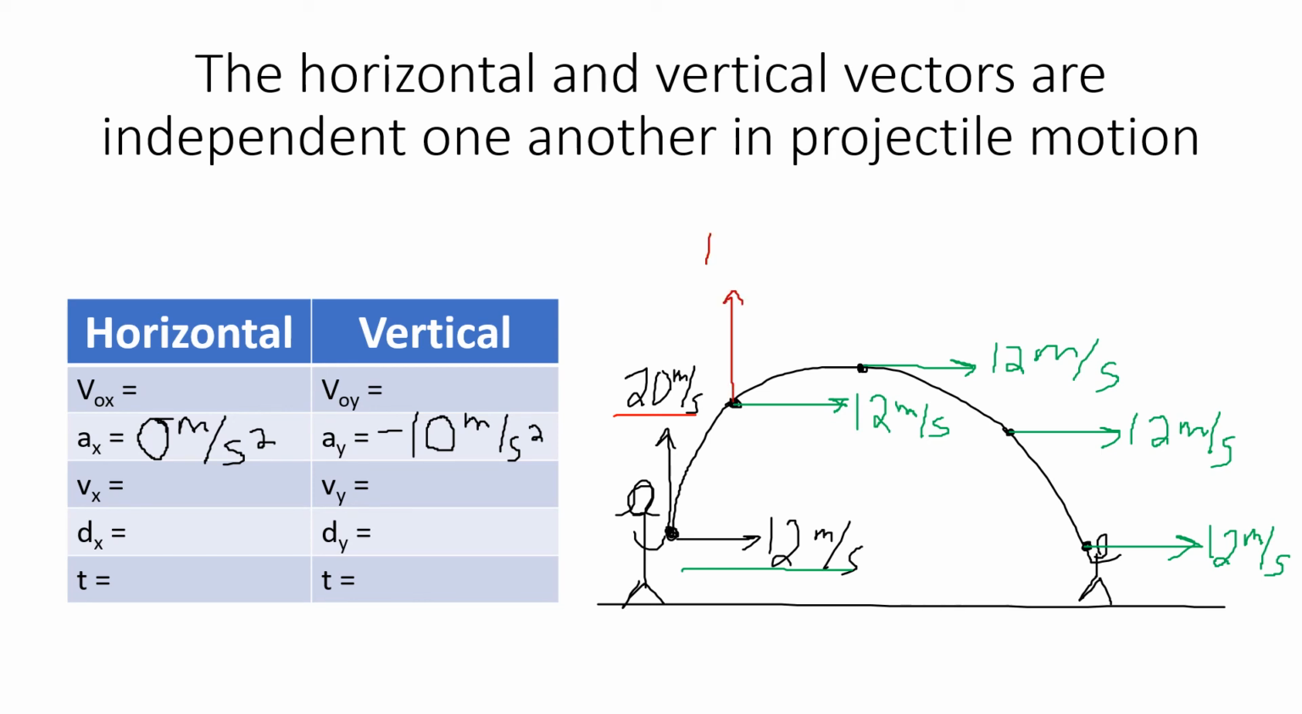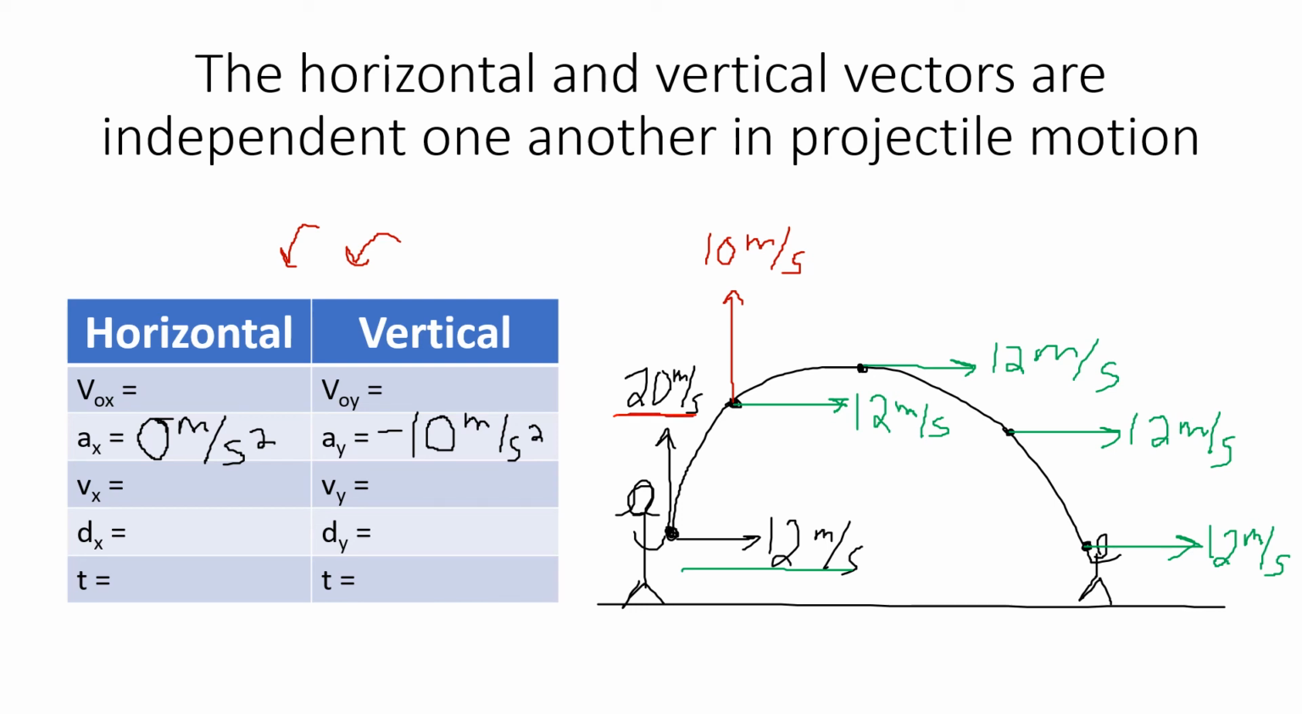Now remember, do not put the signs next to your numbers and vectors. No positives, no negatives, because the arrow indicates the direction. The arrow indicates the direction, so you do not need to put positive 10 or positive 20 when you're labeling your diagram. When you're putting numbers in the chart over here, you will need to put signs because there's no arrows to indicate the direction.